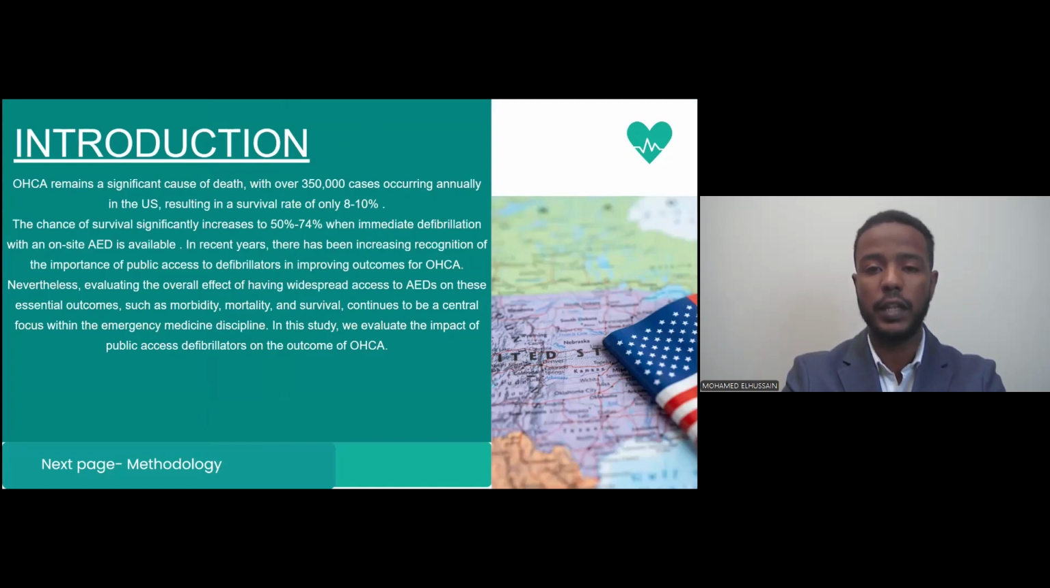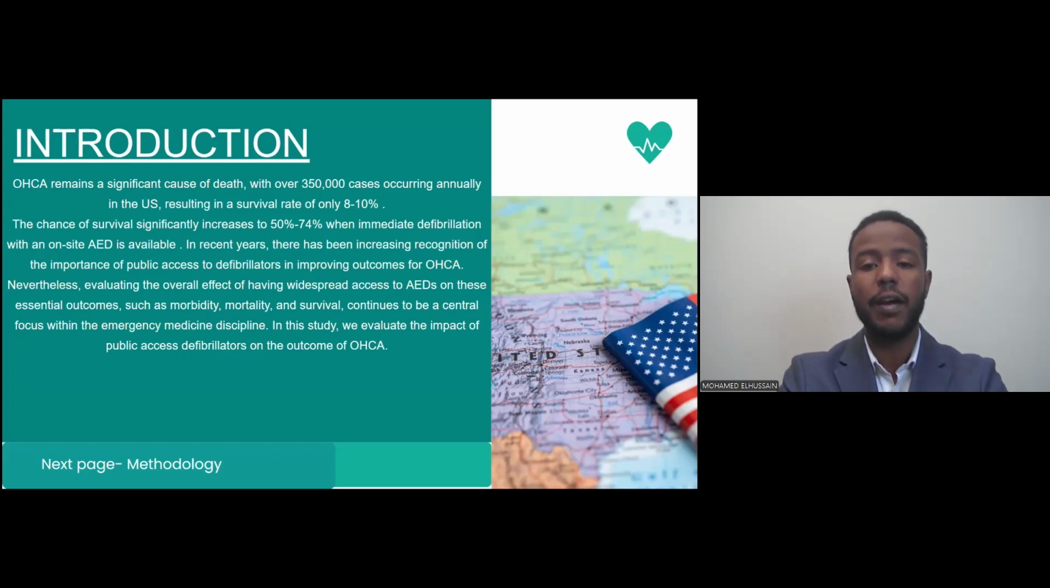For example, here in the US, we have more than 350,000 cases occurring annually, resulting in a survival of only 8 to 10%. So the chances of survival significantly increase to 50 to 74% when immediate defibrillation with an on-site AED is available.